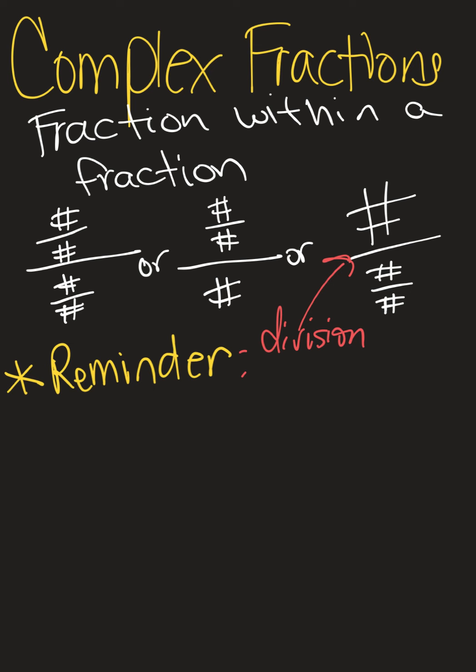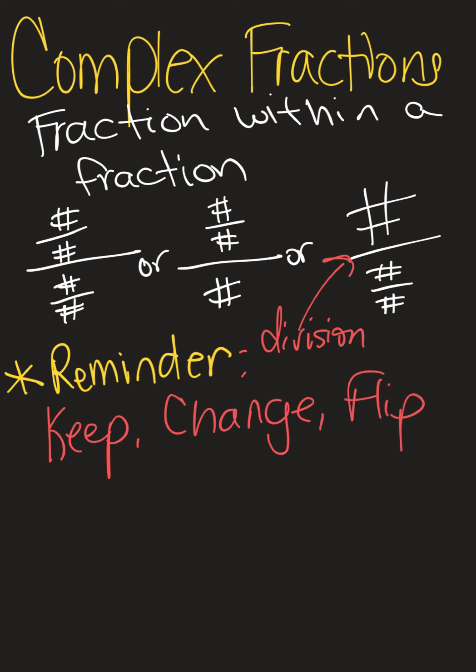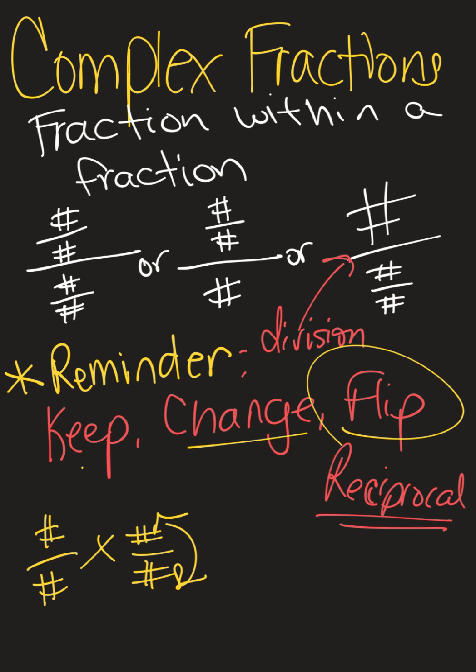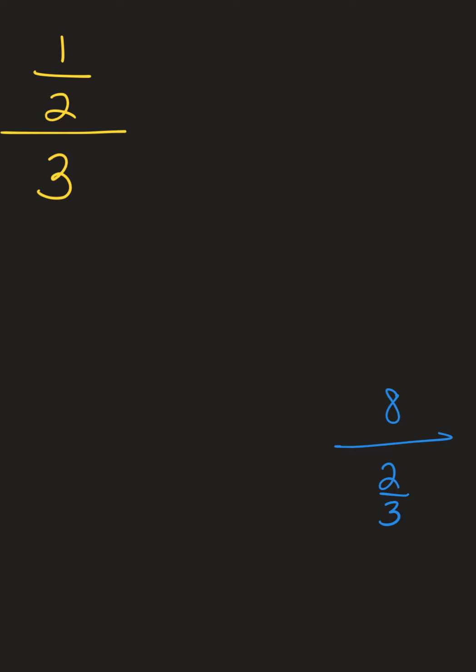A fraction division is a keep, change, flip, or keep, change, reciprocal. In other words, reciprocal. This is the fancy term that I do want you to know, but flip is going to get the job done. So we're going to keep the first number. So we have a number divided by a number. We change the sign to multiplication, and then we flip it before we do our last part of the division. Okay? Let's take a look at some examples.